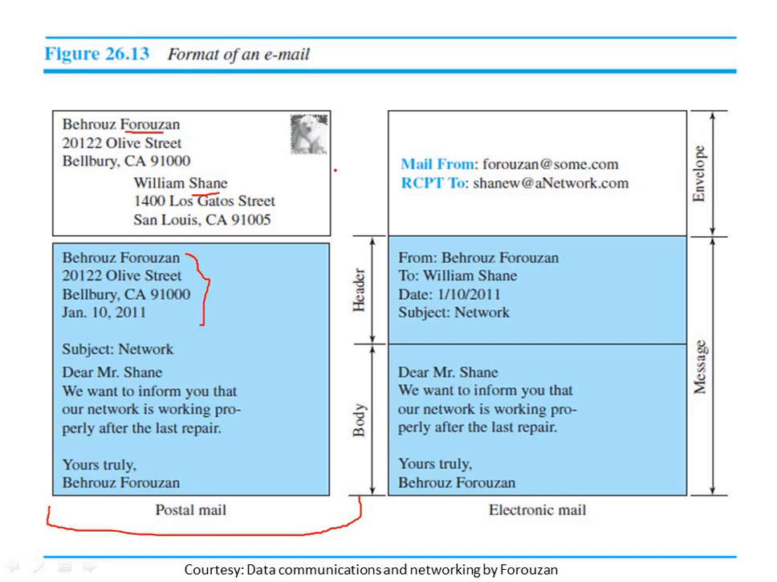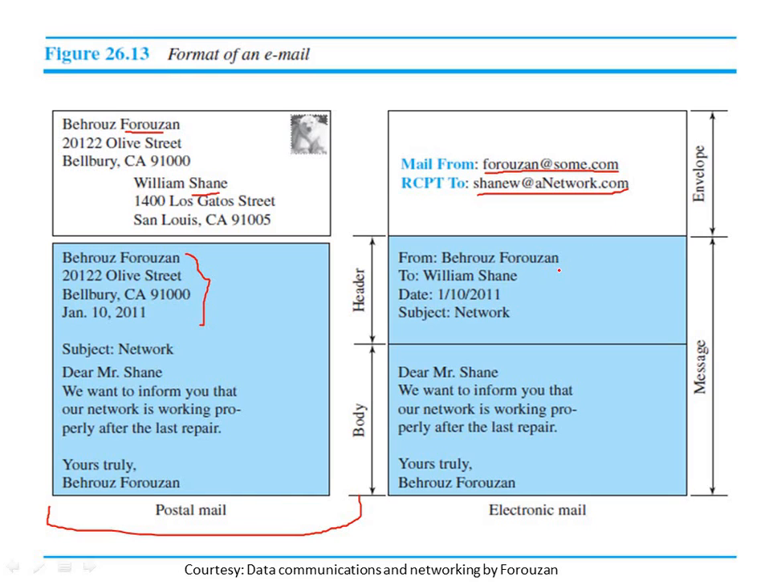So mail from whom, the sender's email ID is there. Sender's ID is there, and the recipient's email ID is also there. So whenever you are putting this information and sending your email, this information is there.